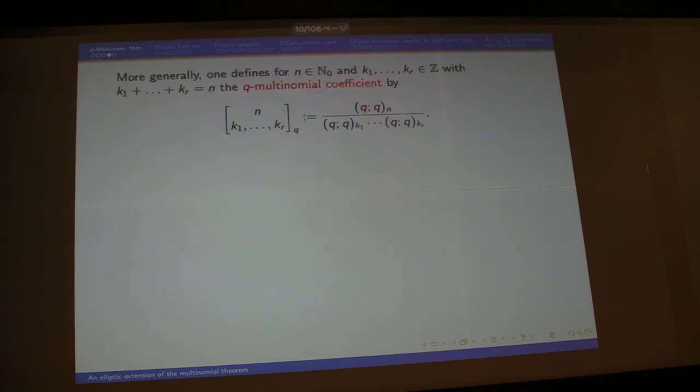Here is the extension from two variables to r variables. So we have n being a non-negative integer, k1 to kr being additional integers, satisfying the restriction that the sum is n. This is the well-known Q multinomial coefficient, a product of Q-shifted factorials.